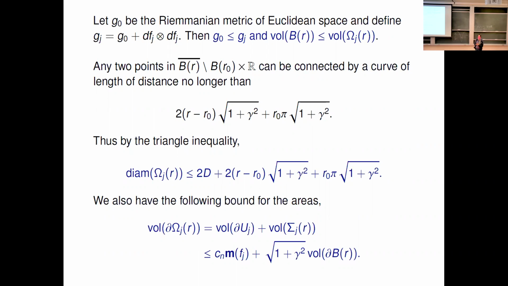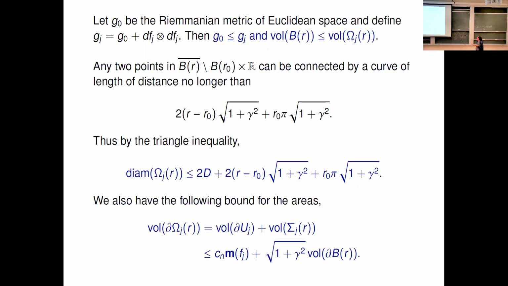Yes. Okay. Maybe my sketch left out a lot of things, but these are the real computations, how you calculate the diameter bound, which comes very easily because you know what the metric is. The metric is just a graphical metric, Euclidean plus the factor that comes from the functions f. So you have g0 plus df_j tensor df_j. Of course, g0 is less or equal than g_j. And then you calculate the diameter bounds.